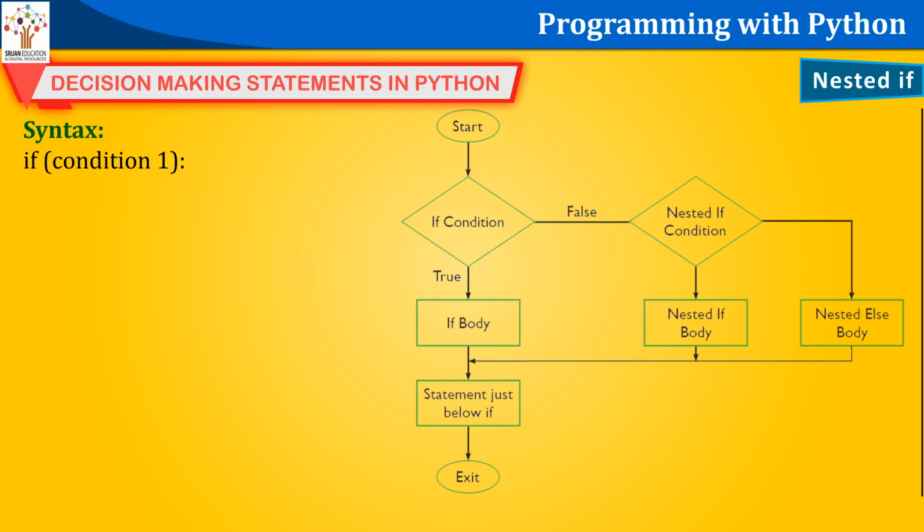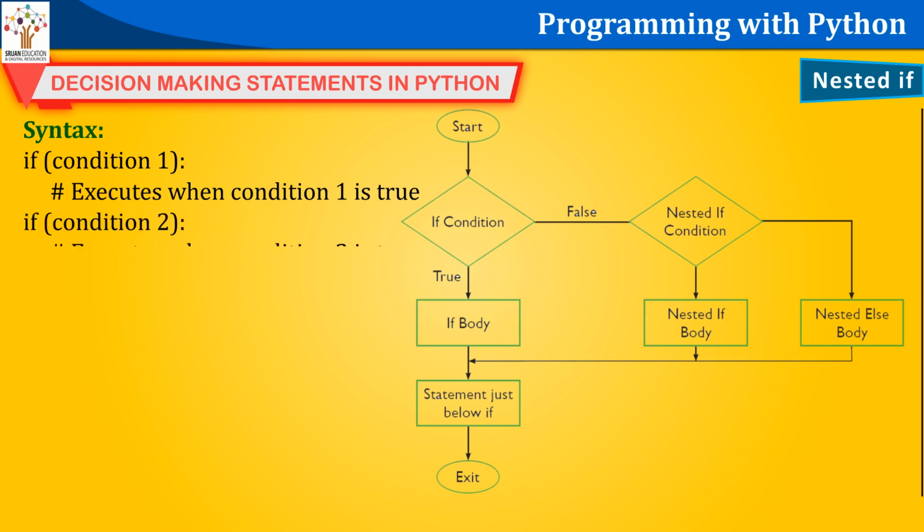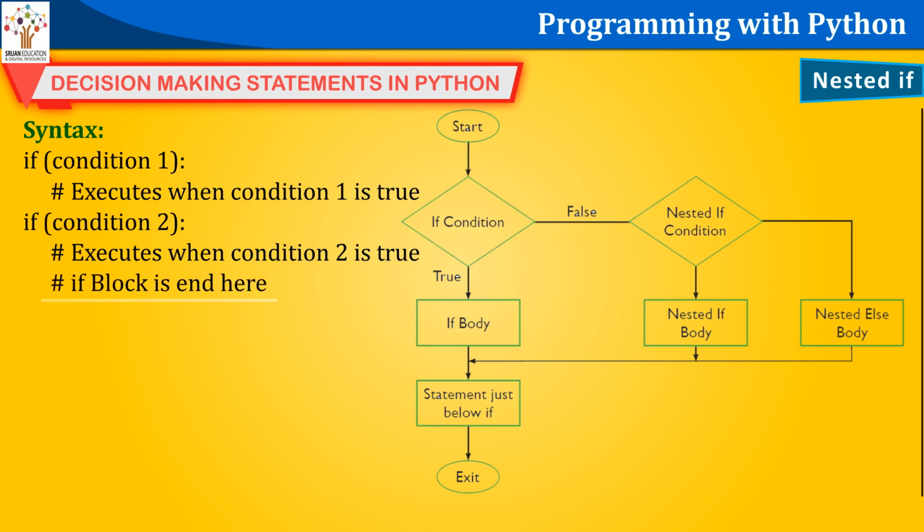Syntax: if condition 1, hash executes when condition 1 is true. If condition 2, hash executes when condition 2 is true. Hash if block is end here.